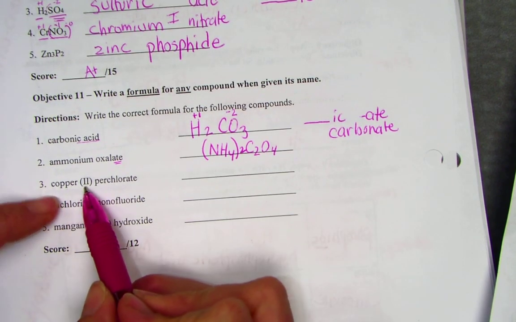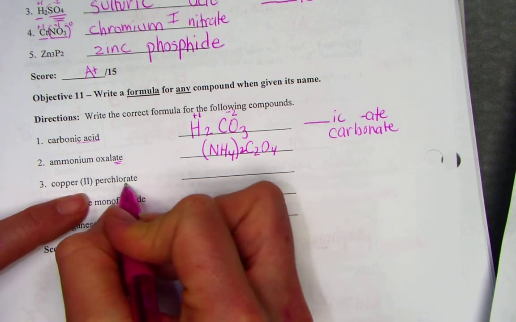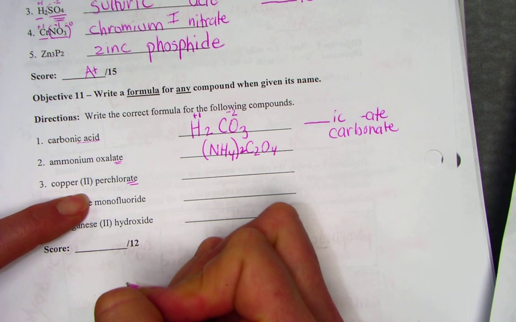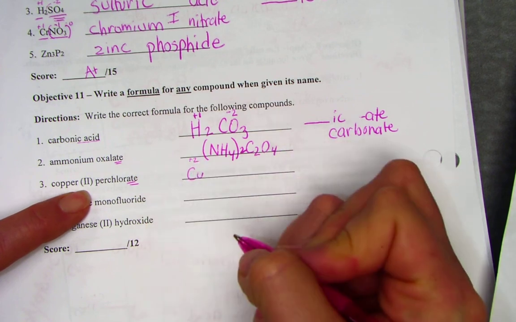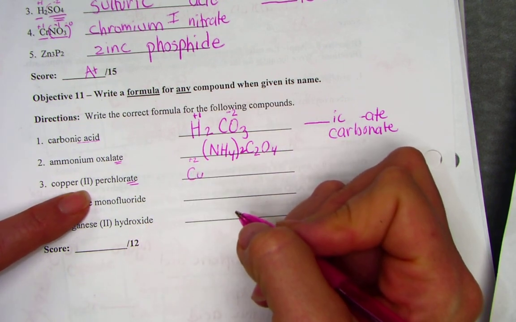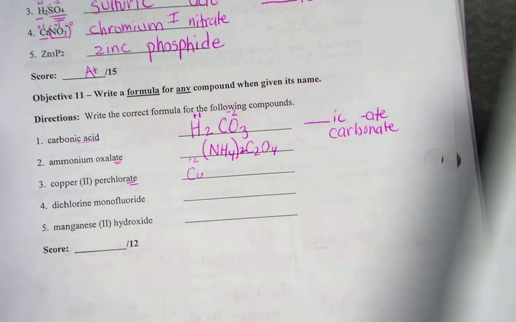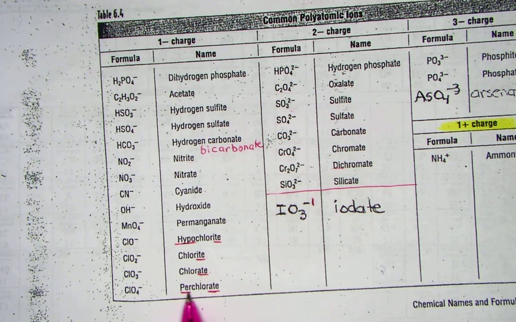Number 3, copper, Roman numeral 2, perchlorate. Copper 2, perchlorate. ATE ending, ate and ite are my clue that they're polyatomics. Copper has a symbol Cu. The Roman numeral is telling me it's a +2 charge. Not how many, but the charge it's carrying. The ate ending on the last name says go to work finding the name on the polyatomic chart. Happens to be on the very bottom of the first side. Perchlorate, ClO4 -1. 1 chlorine and 4 oxygens acting as a group of atoms carrying a charge.